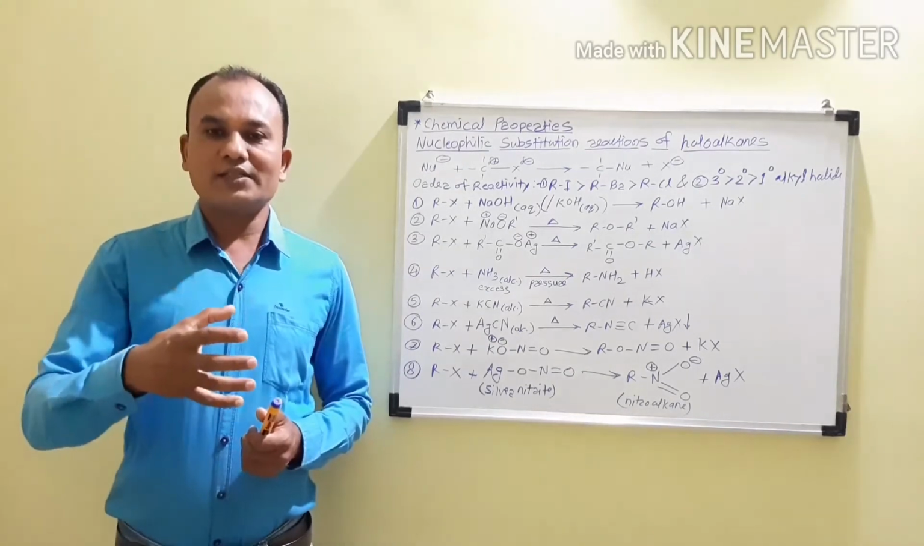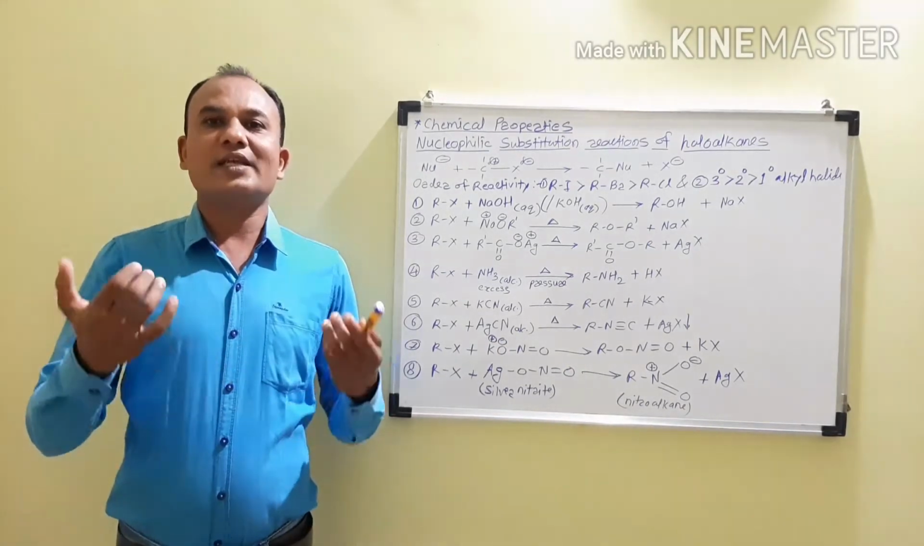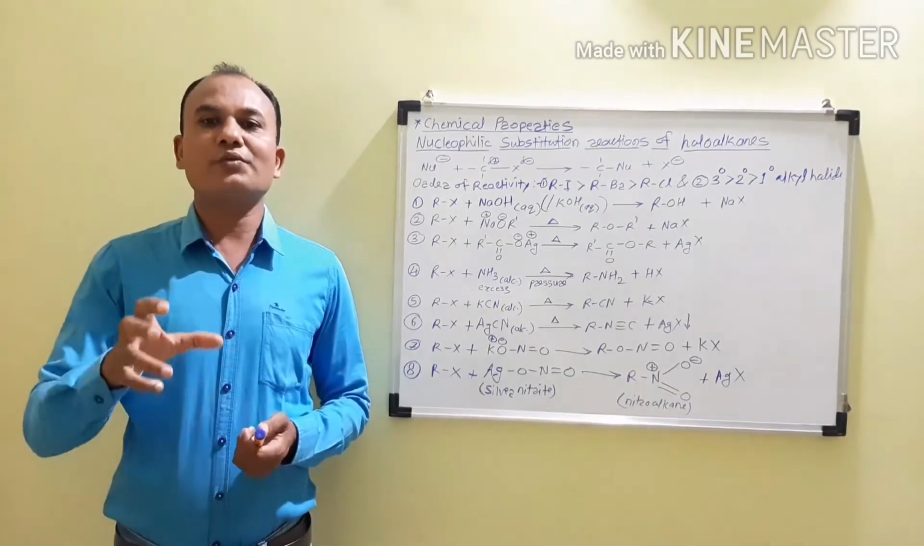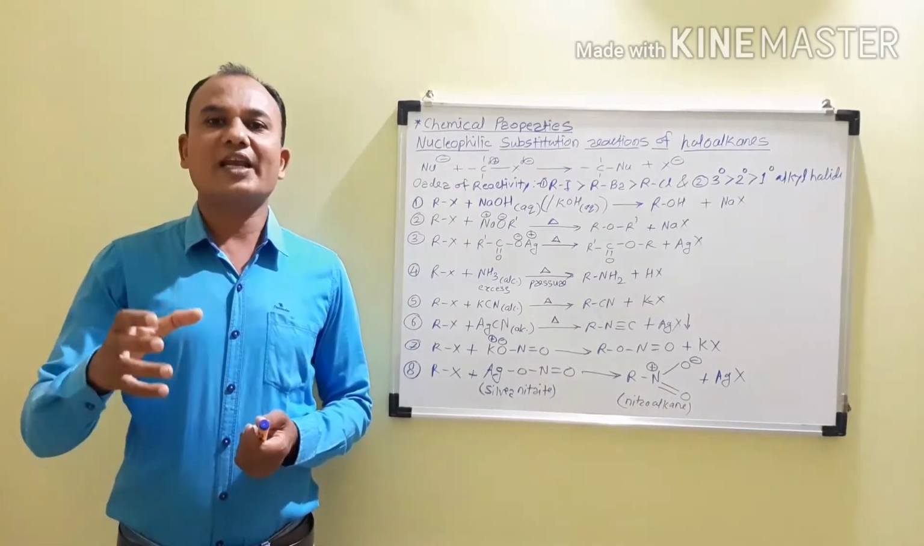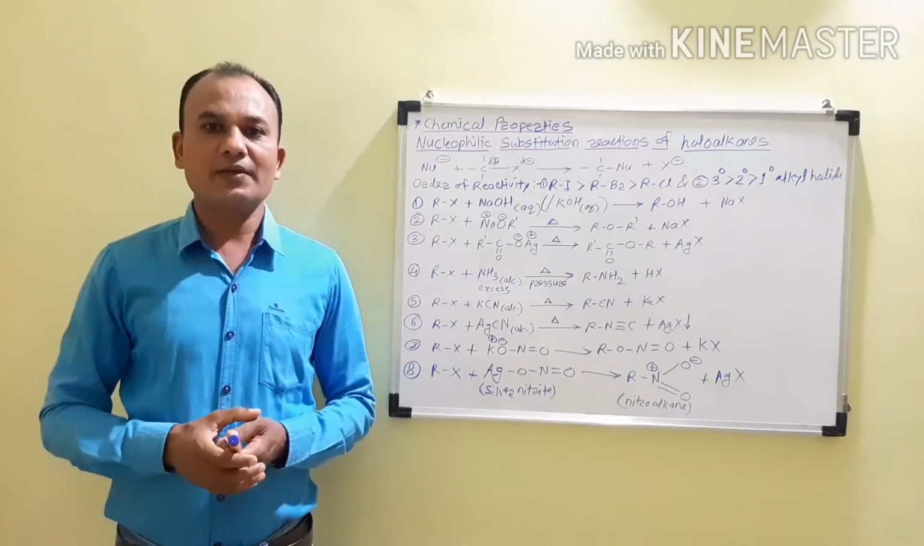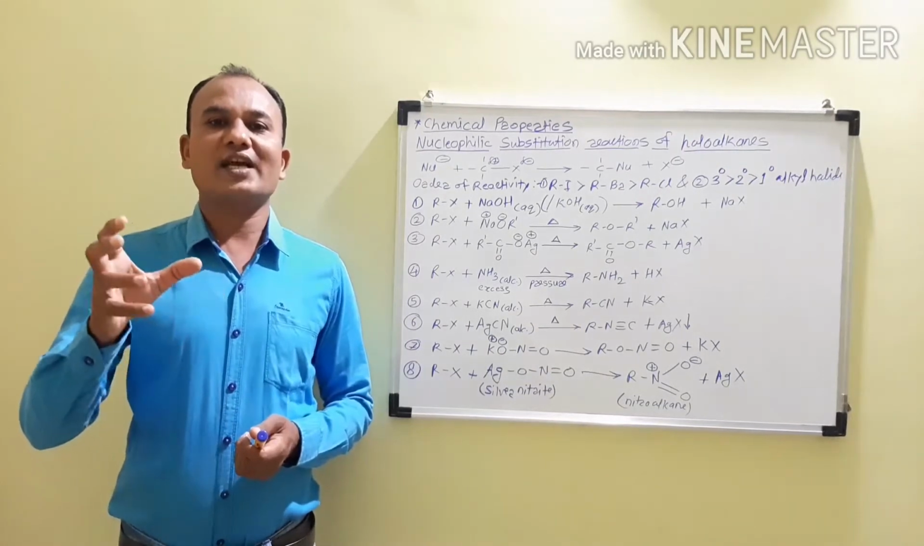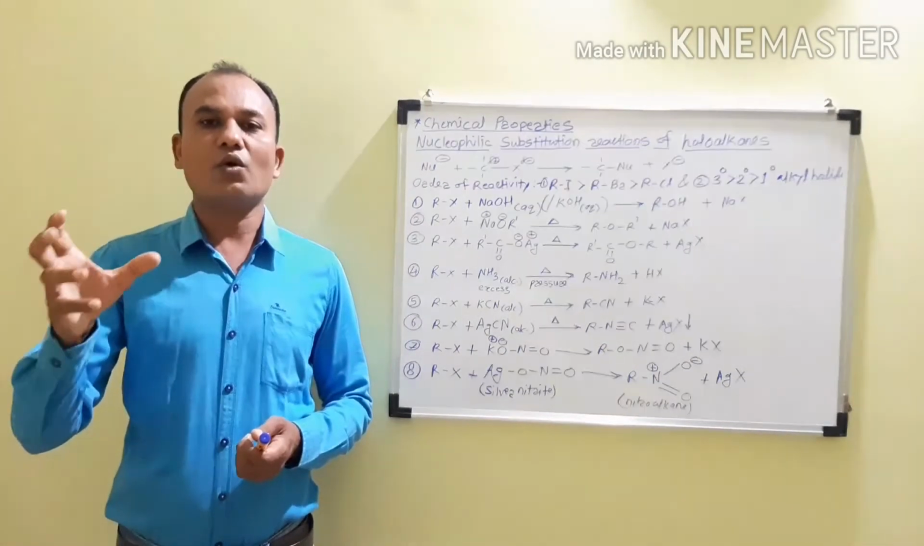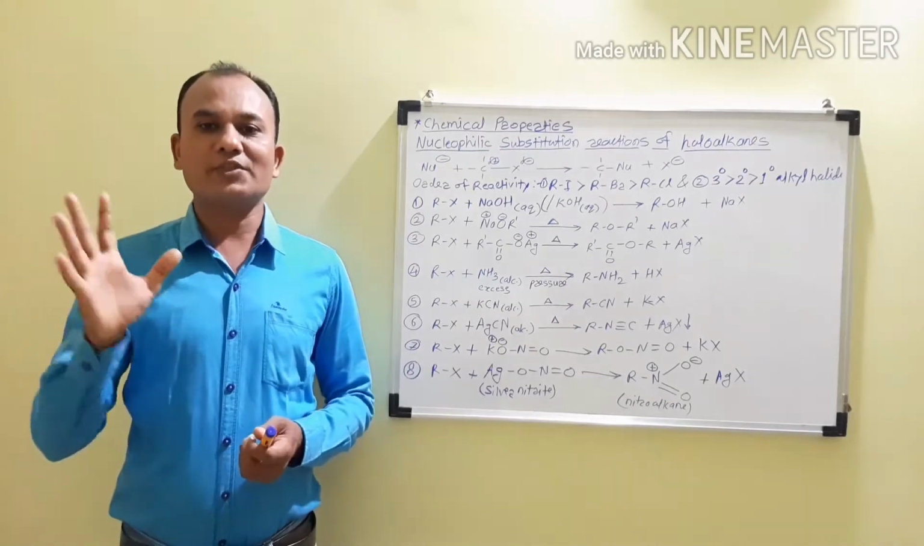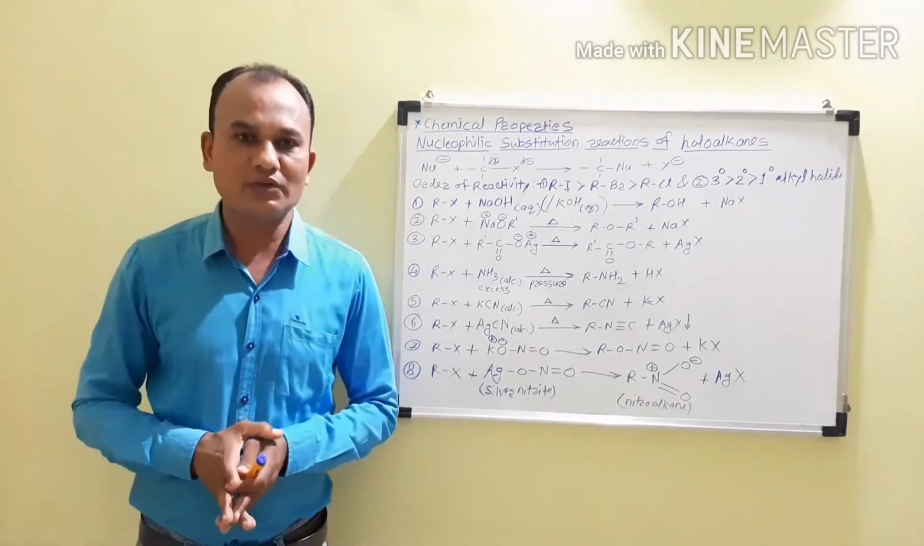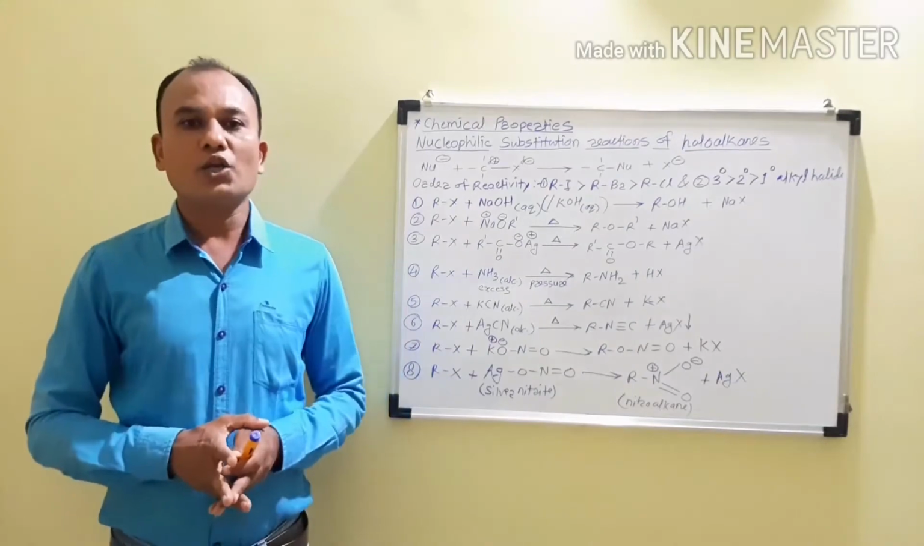Now, since they attack the electron rich center, they themselves must be positively charged species or electron deficient species, and therefore the electrophiles carry a positive charge or are electron deficient species. So that is the main difference between the electrophiles and the nucleophiles.